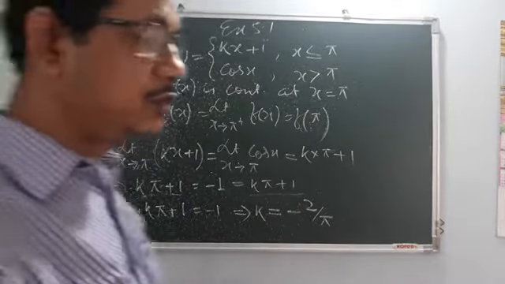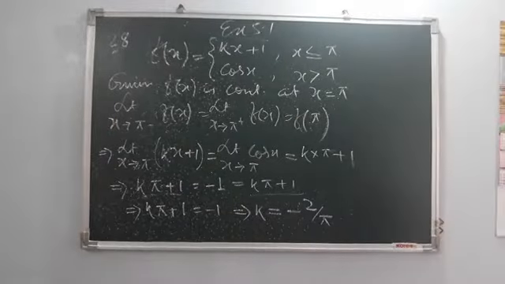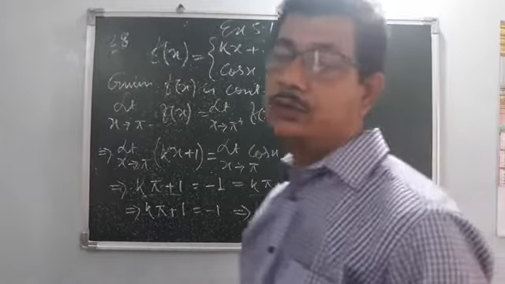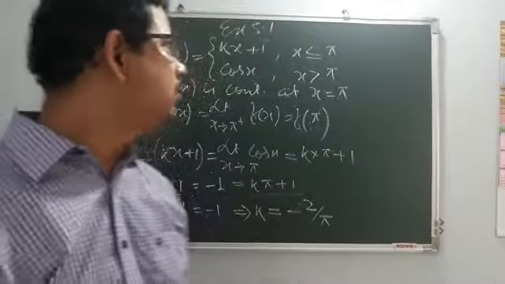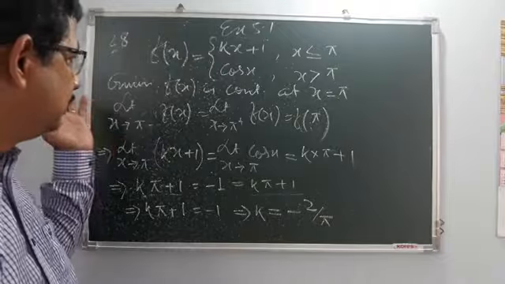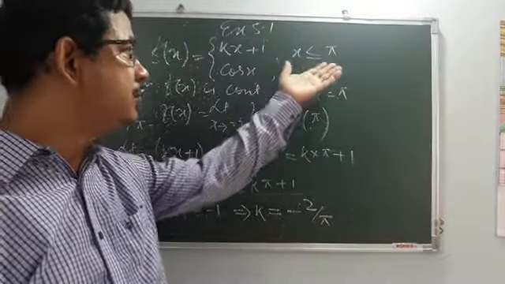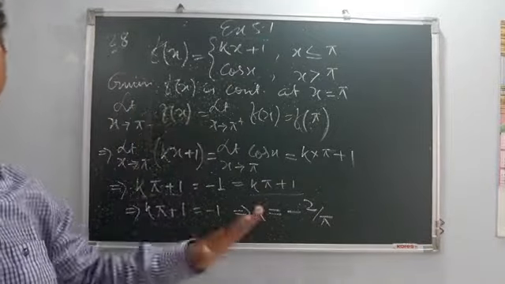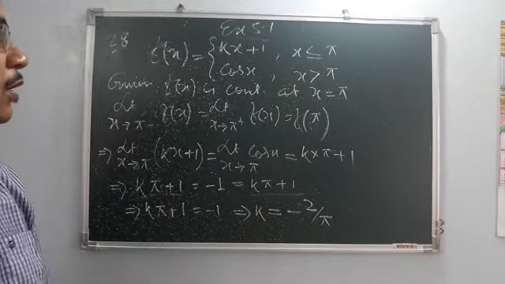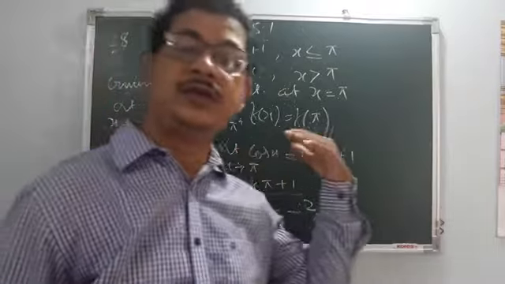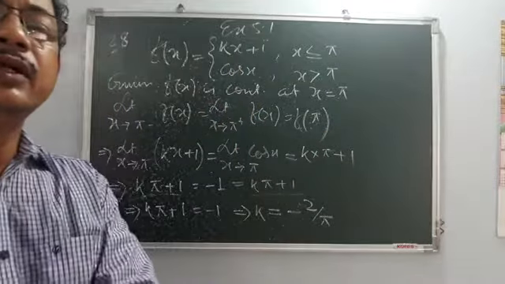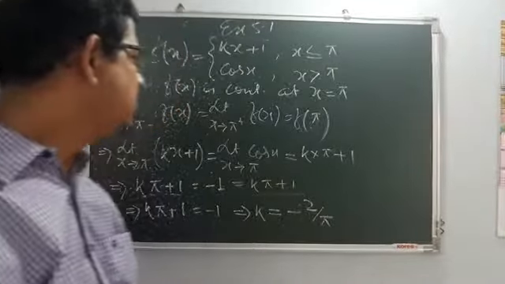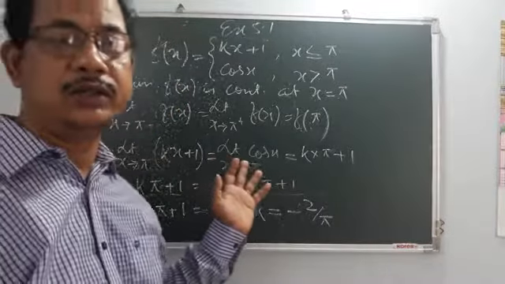So this is the thing. When it is given, then we can get the value of k as minus 2 by pi. Here only one thing you have to remember: if it is this type of thing where less than and greater than, two things are given, then LHL and RHL is mandatory to write. But if sometimes it is given such that it is only one, then you will only write limit f(x) as x tends to a is equal to f(a). No need to write LHL is equal to RHL is equal to f(a).